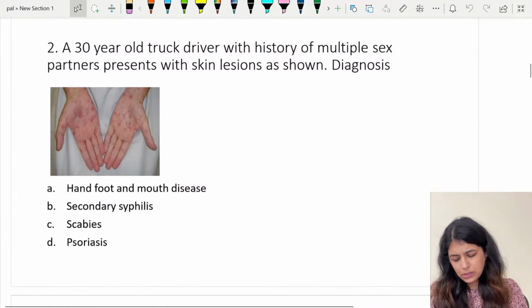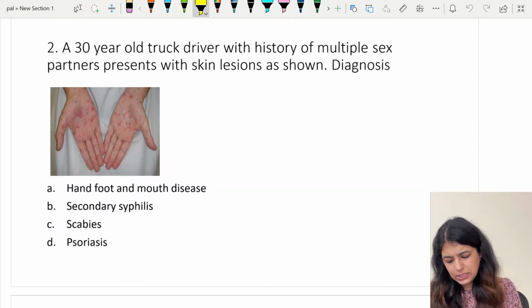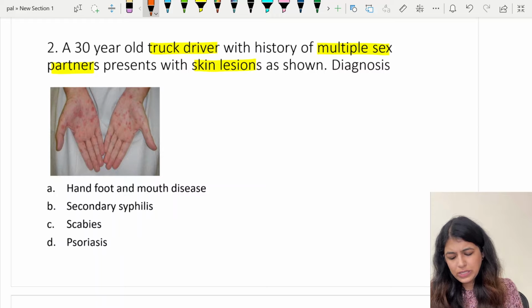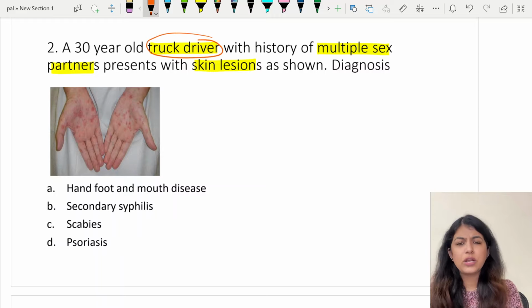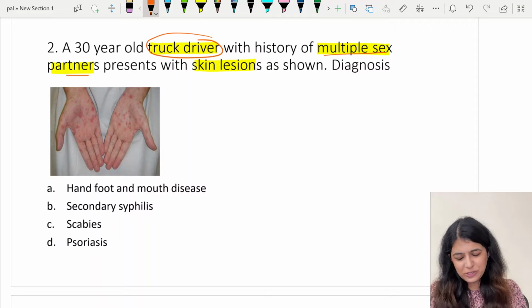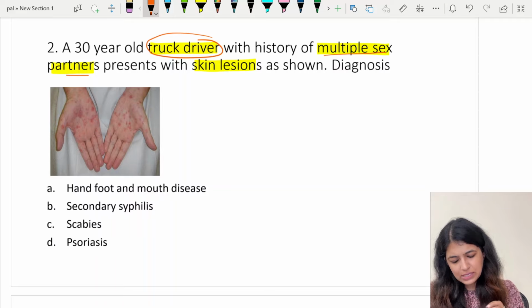Moving to the next question. Here, a 30-year-old truck driver presents with a history of multiple sex partners and skin lesions as shown below. What is the diagnosis? The question gives us a truck driver. Truck drivers are a high-risk group. Now this patient also has multiple sex partners, so there is a very high risk of an STI being present in the patient, and STI is being asked in the question also. And what you have is skin lesions.